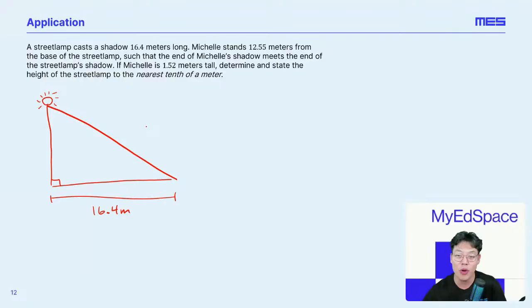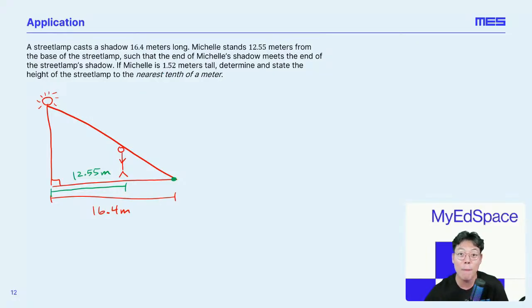Michelle stands 12.55 meters from the base of the street lamp. So here's Michelle, and she is standing. Let's do this in a different color. Also, next time I would use the line function for this to make straighter lines. But for now, this will have to do. In green, Michelle is standing 12.55 meters away from the base of the street lamp, such that the end of Michelle's shadow meets the end of the street lamp's shadow. Great. So they're both going to meet right here, which is awesome.